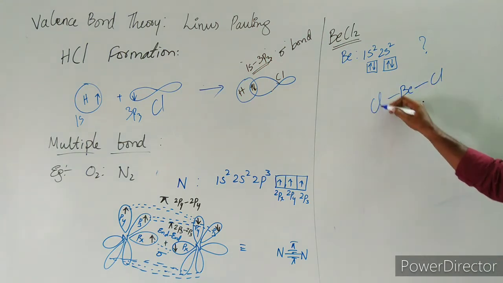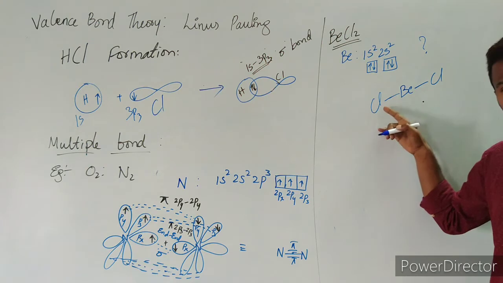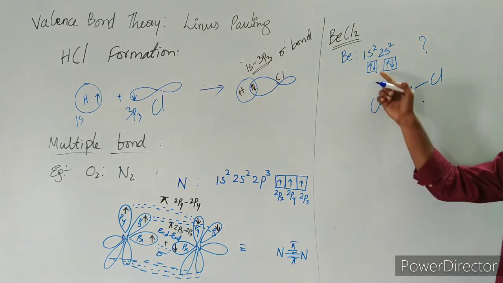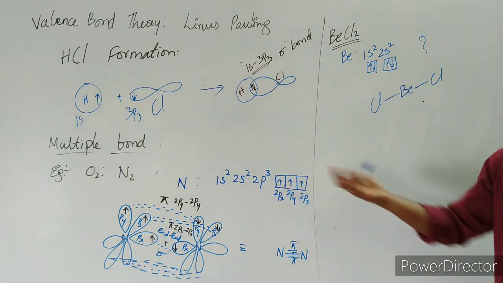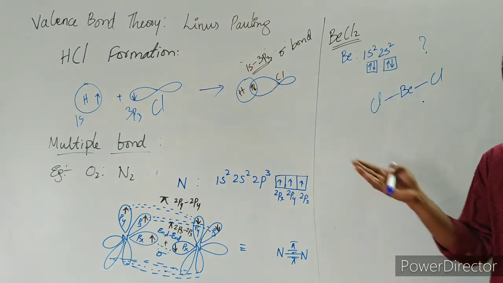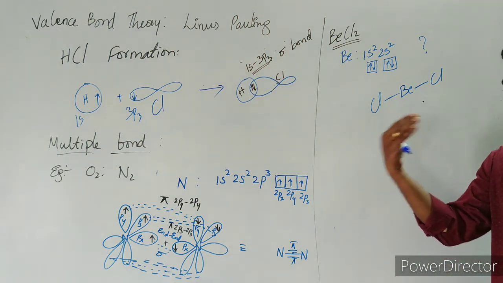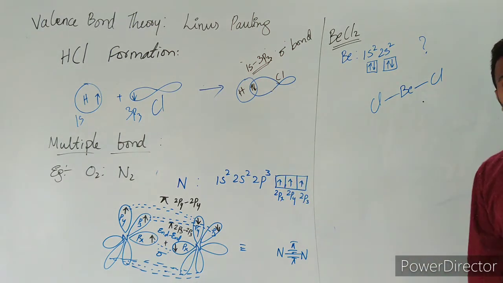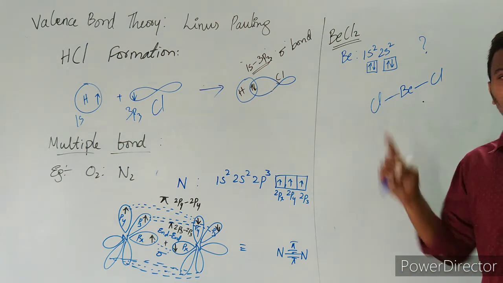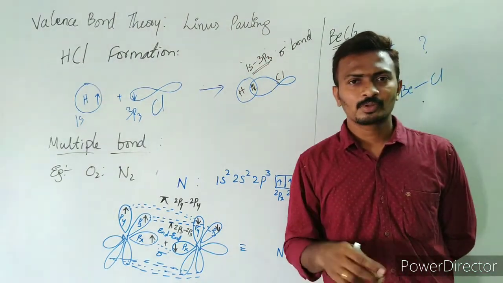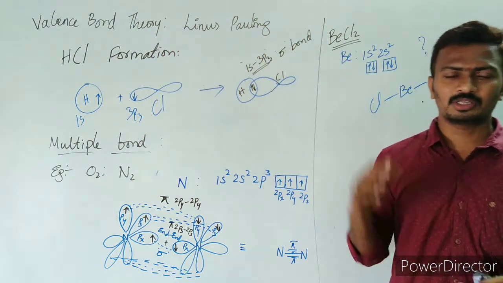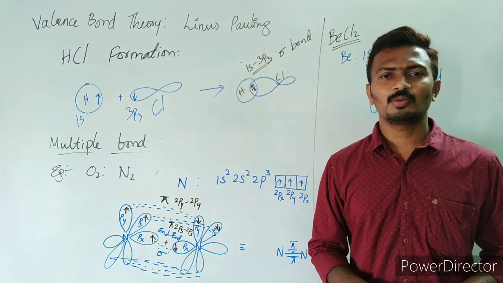We have seen that beryllium will be forming 2 sigma bonds with 2 chlorines. So this couldn't be explained by this explanation because there are no unpaired electrons. In the earlier cases, in every case there was an unpaired electron. Due to the overlapping of unpaired electrons in the valence shell, they formed their respective bonds. But here there are no unpaired electrons, but still it is forming a bond. This was not explained by VBT. So Linus Pauling proposed the concept of hybridization to explain this bonding. In the next video, let us see what hybridization is.